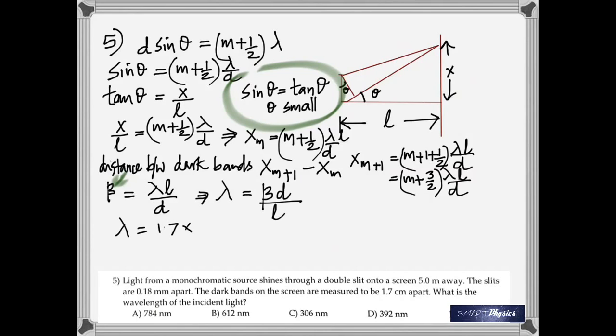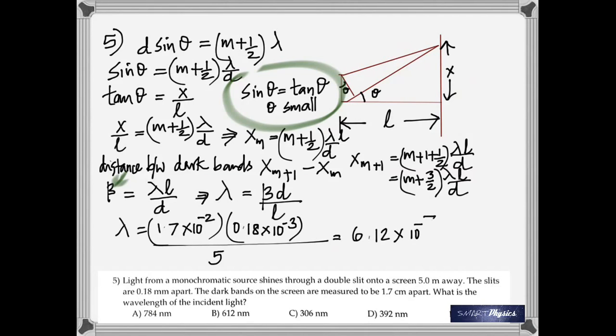You have all the terms now, and you would calculate the wavelength. Remember, all of these quantities are in meters now. And since the answer is given in nanometers, that's 612 nanometer. There you go in number 6.